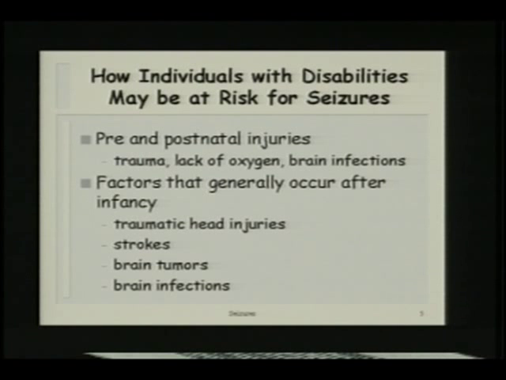Let's look at how individuals with disabilities may be at risk for seizures. Some may have injuries prior to or around the time or shortly after birth. They may have injuries caused from trauma with a traumatic birth, poor oxygenation, or they may have a brain infection at about that time too. Later in life or in infancy, they may have traumatic head injuries. This can be anything from a fall to a motor vehicle accident. Sadly enough, it's often abuse or sports injuries. They may have a stroke, a clot in the brain, a brain hemorrhage, or an aneurysm. They may have tumors, or they may have an infection such as meningitis or encephalitis that affects the brain.